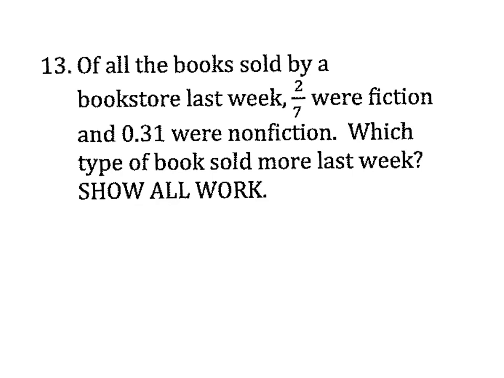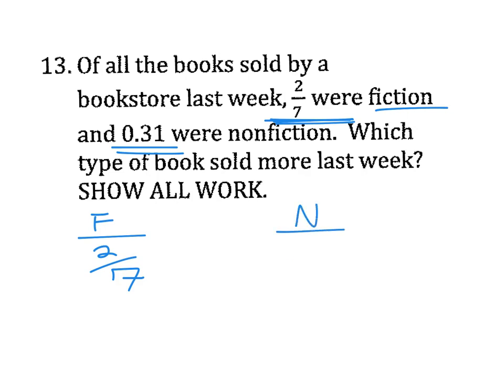Okay, this question is asking you to compare 2/7 and 0.31. They're telling you that 2/7 were fiction books that were sold, and 0.31, or 31/100, were nonfiction. And they're asking you which type of book sold more last week. So fiction, we'll say, is F. They sold 2/7, and nonfiction is 0.31.